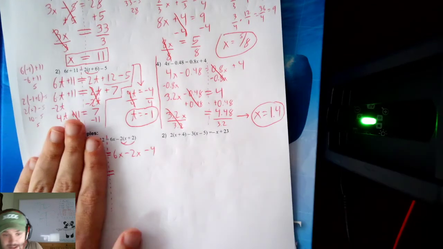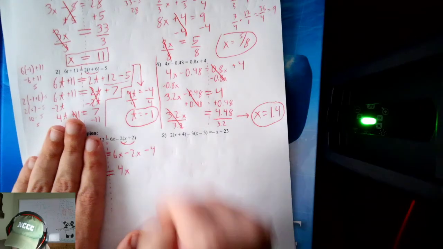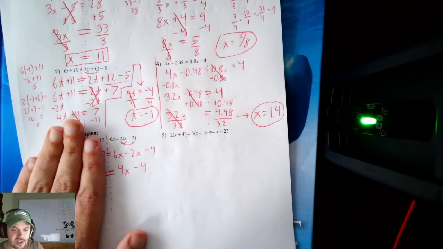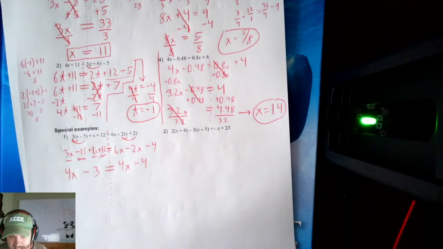Now, same thing on the right. 6x minus 2x, that's 4x, right? And then minus 4, that's not a like term, so I can't combine it. So I've got 4x minus 3 equals 4x minus 4.